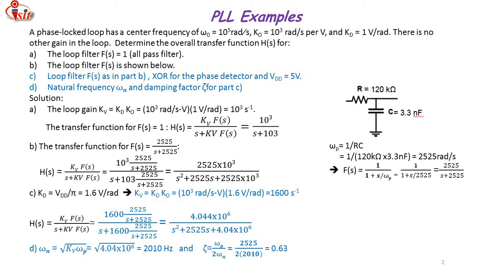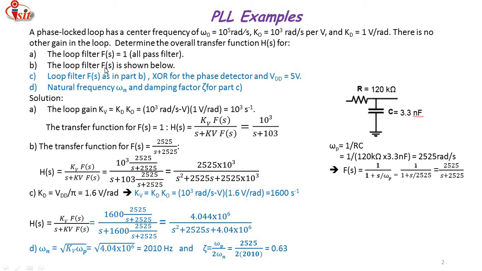A phase locked loop has a center frequency of omega 0 equal to 10 raised to 5 radian per second, and K0, the sensitivity gain factor, is 10 raised to 3 radian per second per volt, and Kd, the phase detector sensitivity gain, is equal to 1 volt per radian. There is no other gain in the loop. Determine the overall transfer function Hs for part A, where the loop filter Fs is equal to 1, an all pass filter.